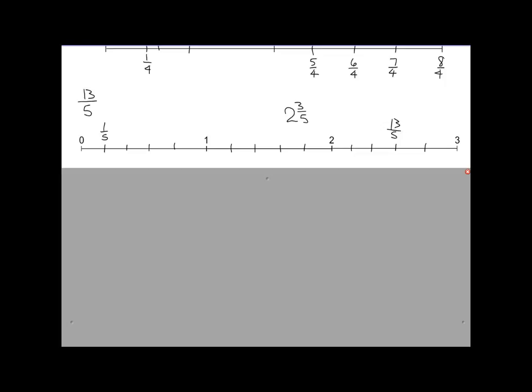So, for the purposes of locating this number, instead of starting at 0 and counting 13, we can start at 2 and simply count the remainder, 3, and we'll get to our number 13/5. We can verify this from our knowledge of fractions by remembering that 2 is equal to 10/5, 2 sets of 5, and if we count 3 more over, we get to our number 13/5.